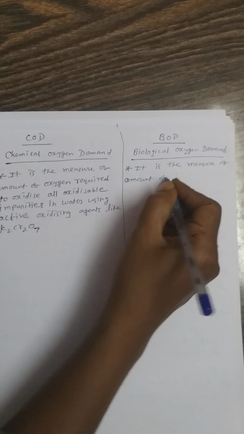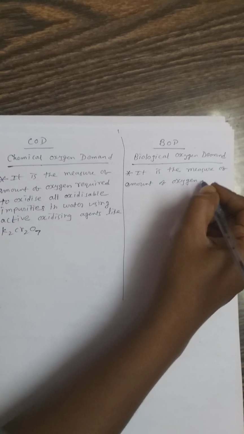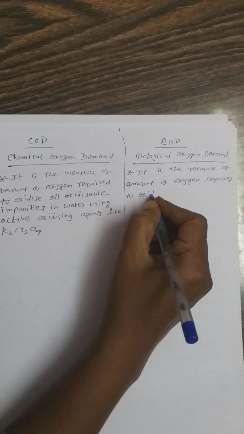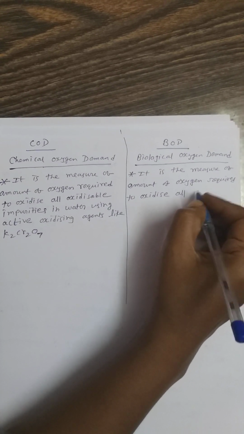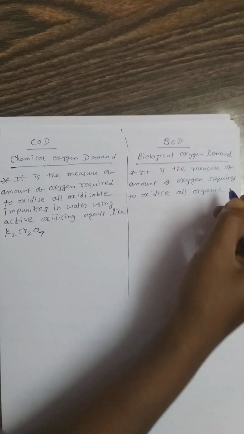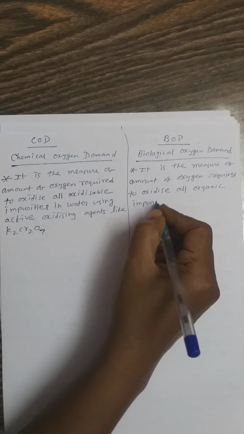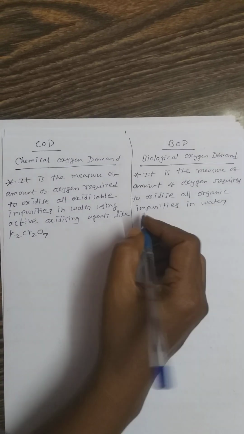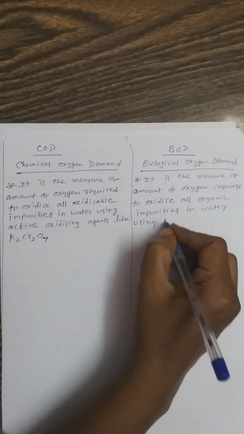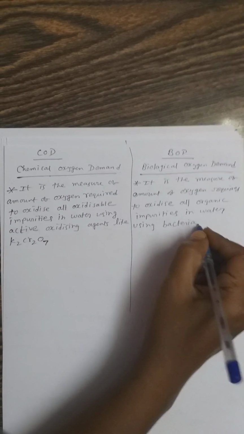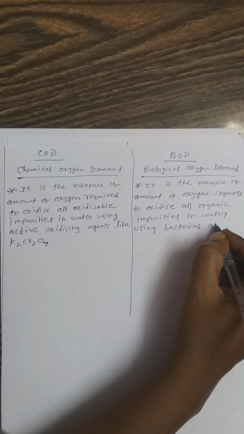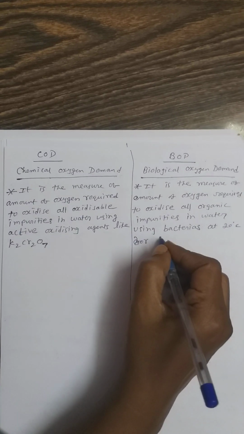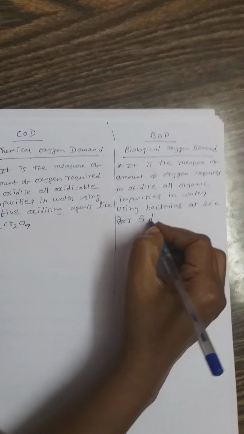Whereas biological oxygen demand is the measure of amount of oxygen required to oxidize all organic impurities in water using bacteria at 20 degrees Celsius for 5 days.